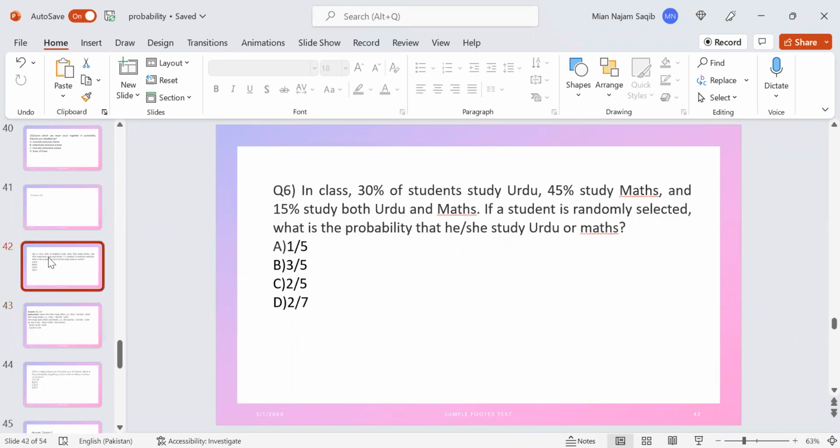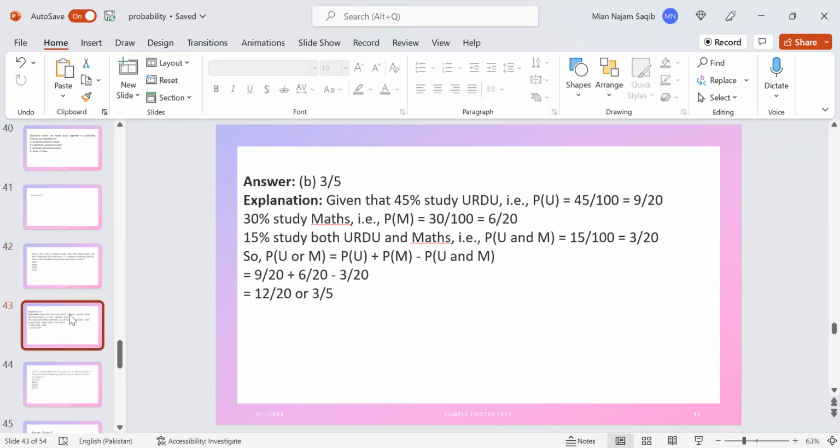As you know, the question asks what is the probability that he or she will study either Urdu or math. So by the addition rule of probability, you first add the probabilities of both, which was 9/20 plus 6/20, as I've shown you above. Then we subtract the students who were studying both Urdu and maths, which was 3/20. So the answer we get is 3/5 or 12/20, because the student studies either Urdu or math.